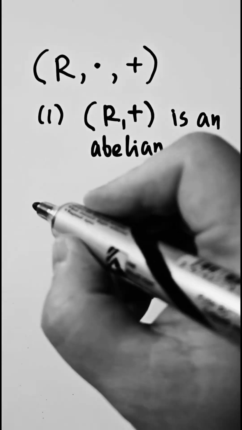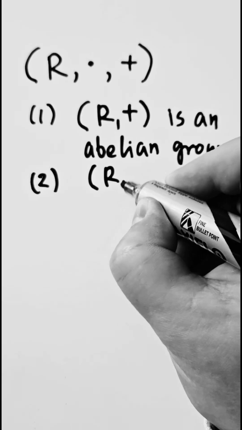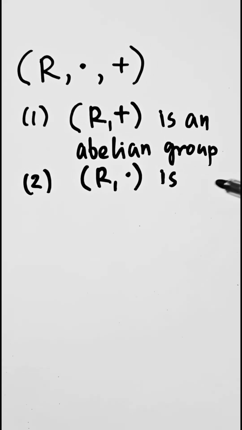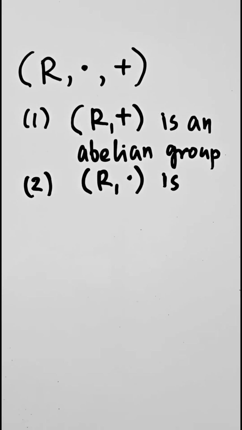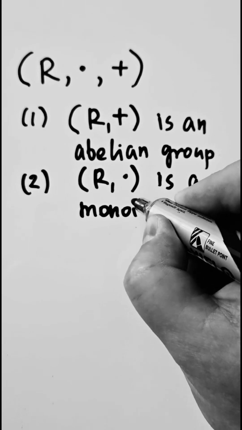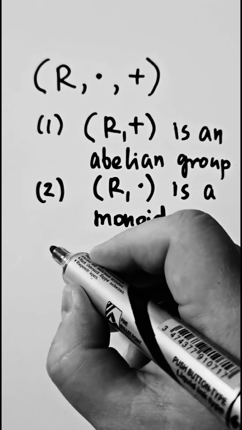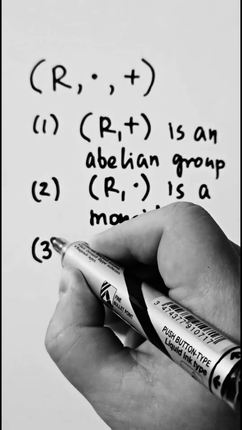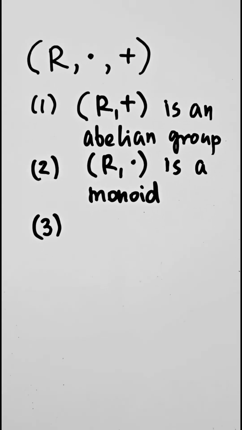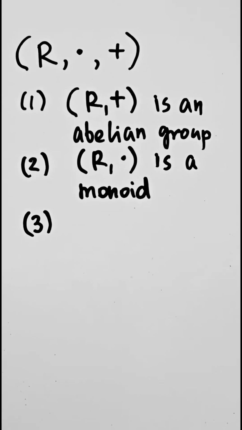The second property is that R together with a dot must be a monoid. We are going to recall what these terms mean in a moment. The third property is that the multiplication must distribute over addition.